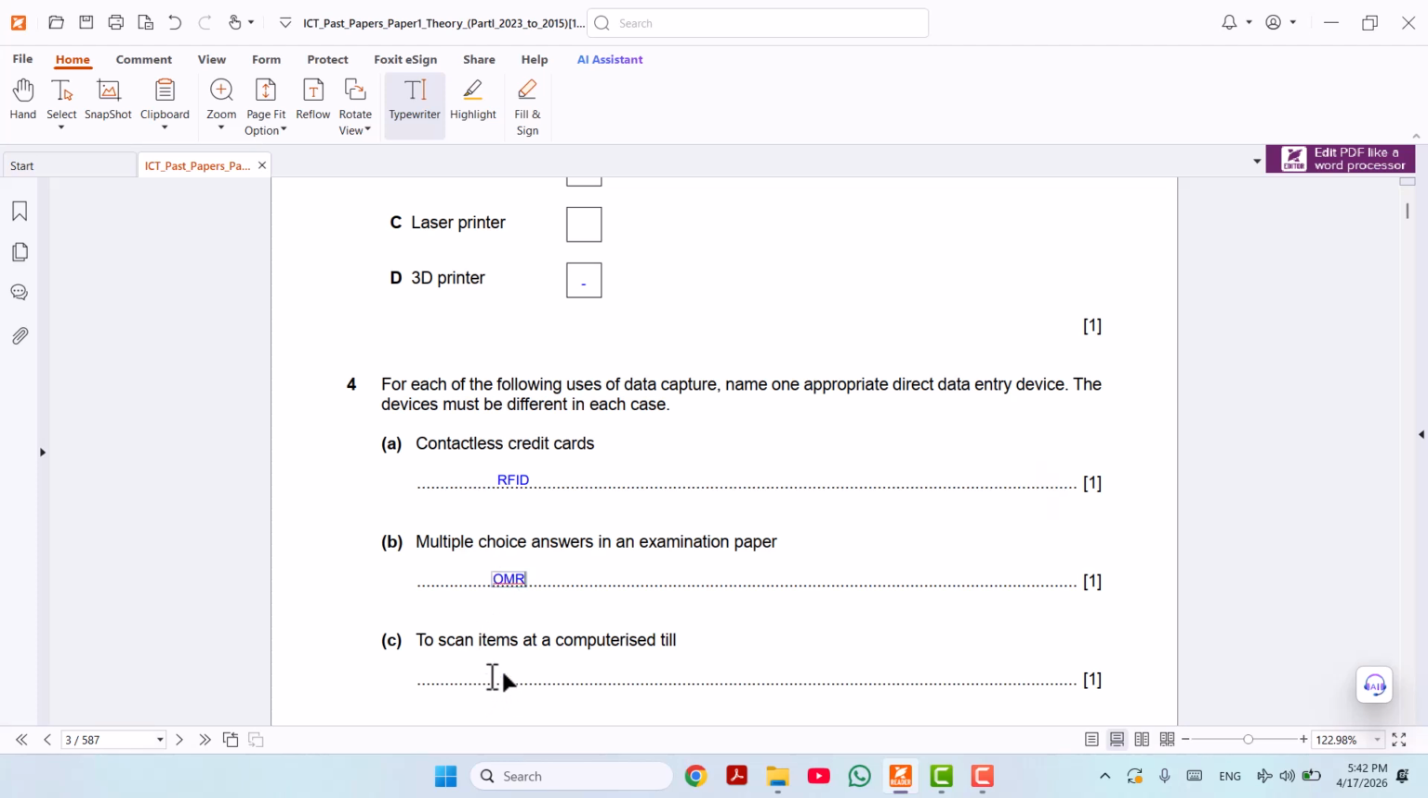After this, we have to scan items at a computerized till. This is asking you about supermarkets and malls, when you are going to buy products. Which device do you remember that is used to read the product and gives you the price at the end? This is called a barcode reader. So for direct data entry devices, we have three devices here, but we will explain more.